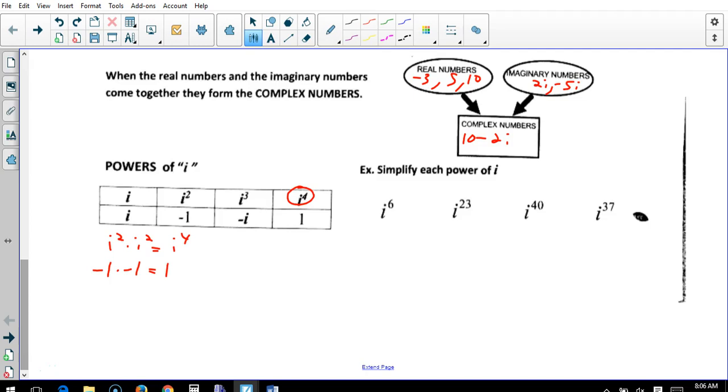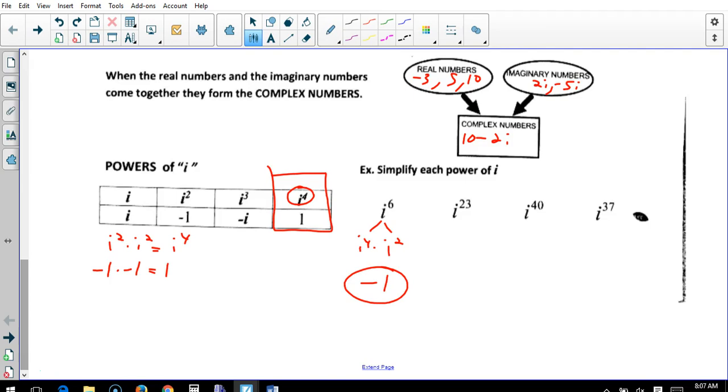Now, we want to use this magic i to the fourth because it's 1 and it just kind of clears out a bunch of i's. So i to the sixth we can rewrite as i to the fourth times i squared. And since i to the fourth is simply just 1, that leaves us with i squared, which is negative 1. So it's like every 4 of them leave as 1.